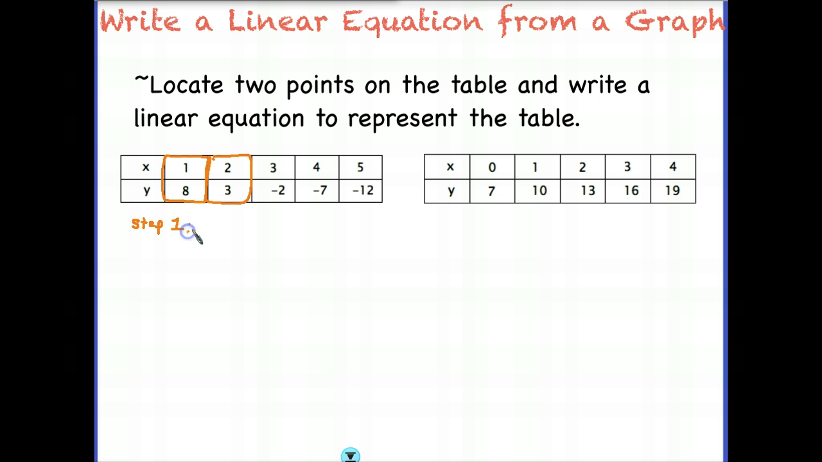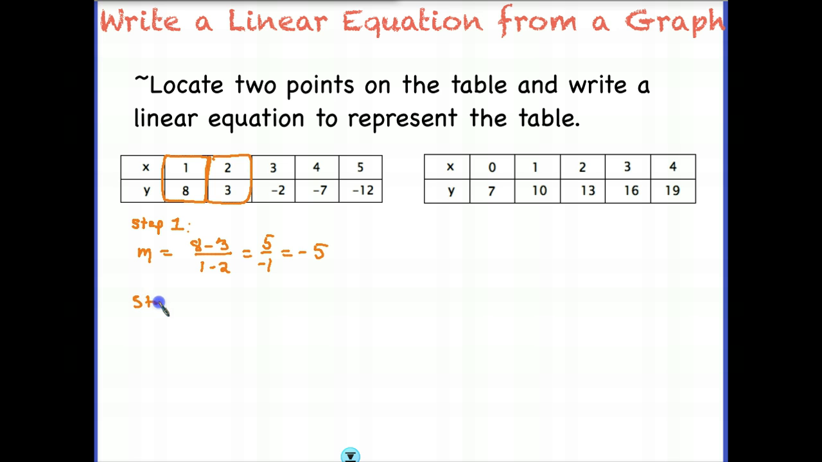So let's go with step 1. We would follow the same steps. We've got our 2 points. So we need to do y2 minus y1, and I'm going to call 8 my y2, so I'm going to put that first. So 8 minus 3, keep the same order of your x's, 1 minus 2. So I get a slope of 5 over negative 1, which really is just negative 5.